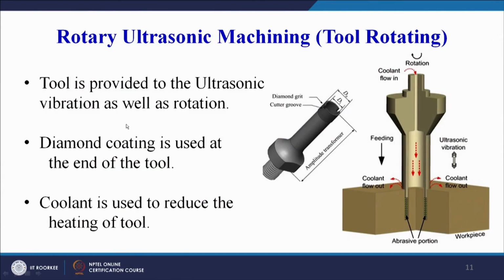This is rotary ultrasonic machining. The tool is rotating. The tool is provided ultrasonic vibration as well as rotation, as I have already highlighted. Diamond coating is used at the end of the tool. Coolant is used to reduce the heating of the tool.